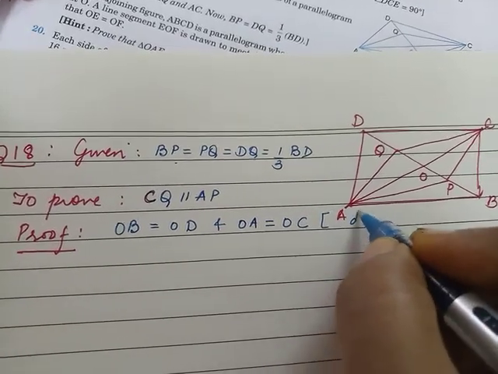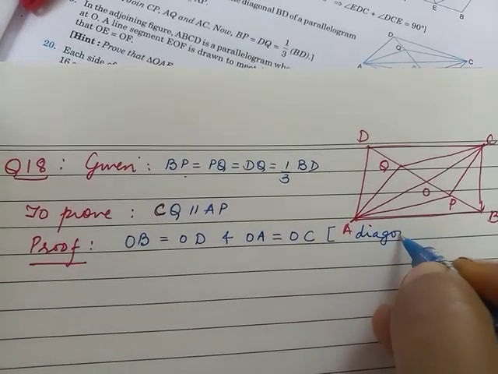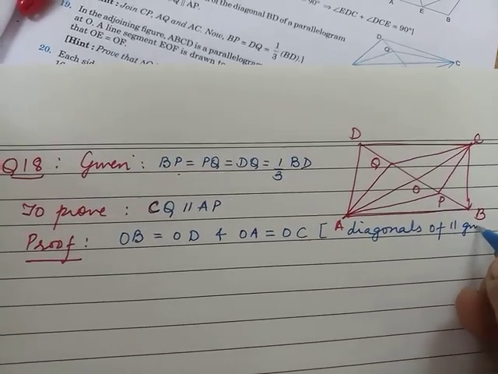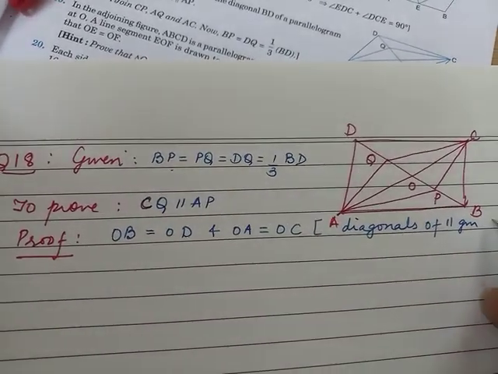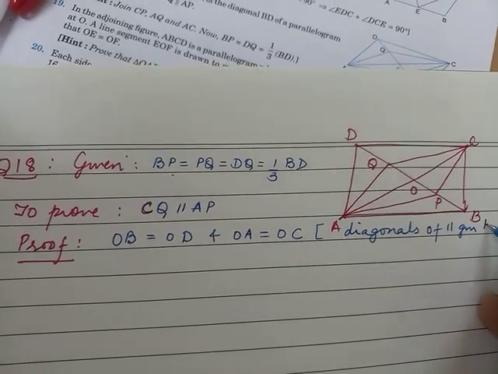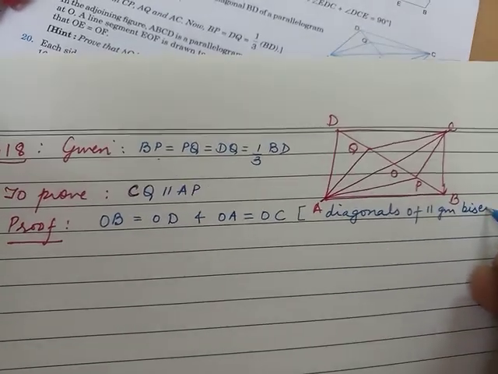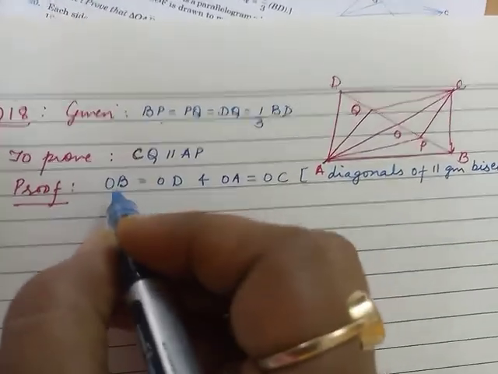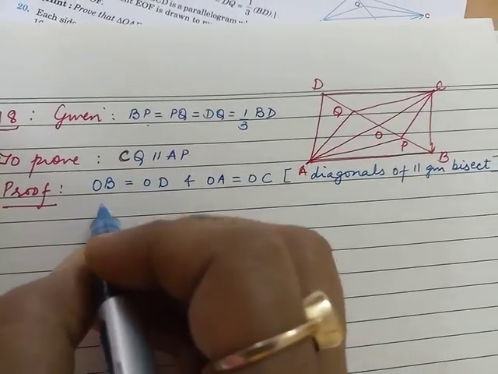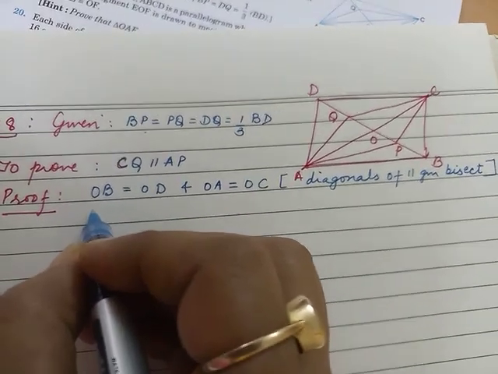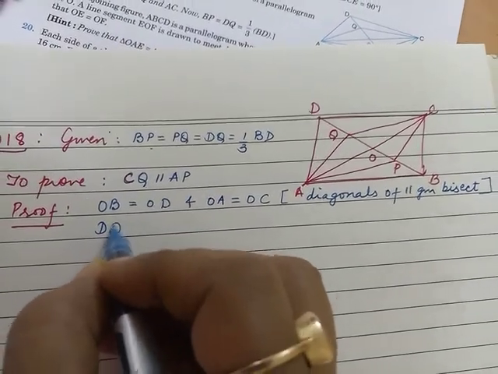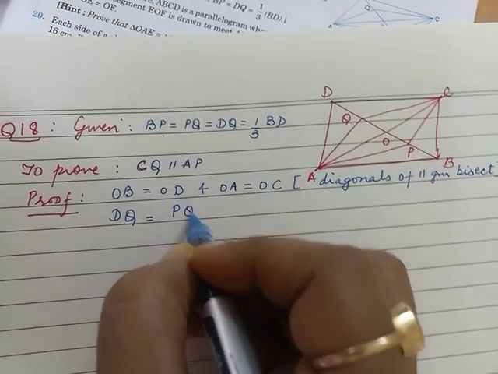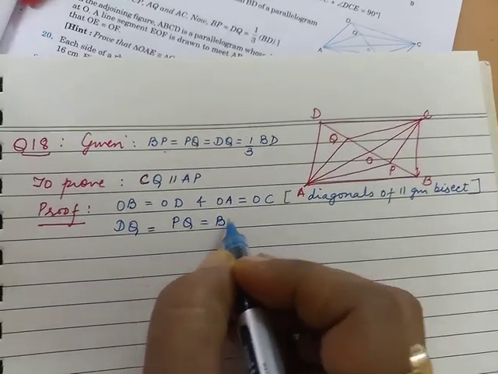Diagonals of a parallelogram bisect each other. Then what else is given? DQ is equal to PQ is equal to BP. It's given.